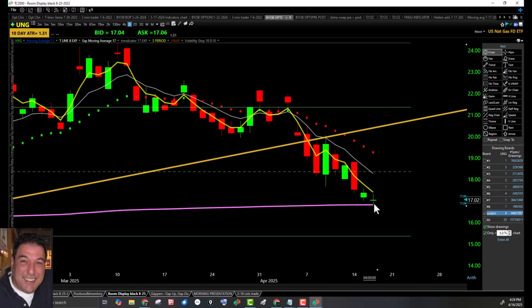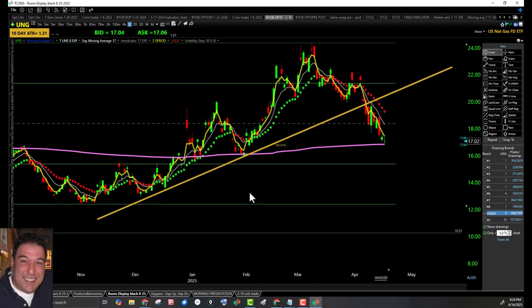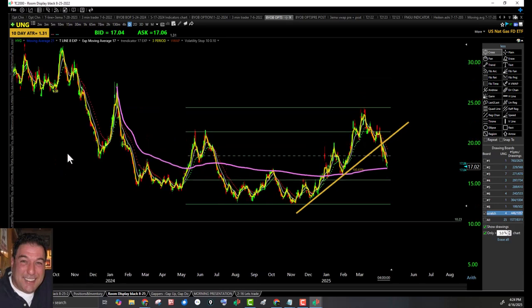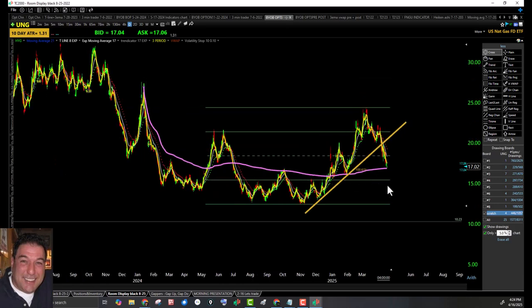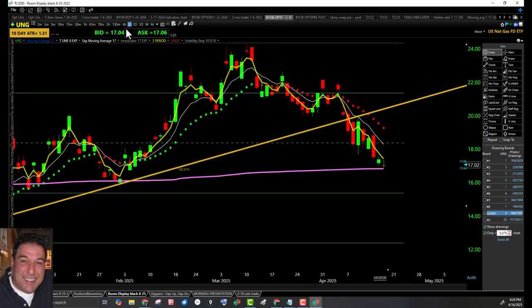UNG, lower high, lower low, closing under the bearish trap. See the yellow under the white. Under the falling 17, under the uptrend line, just over the 12-month high anchored VWAP. Okay, 12-month high anchored VWAP. More like 15-month high anchored VWAP.